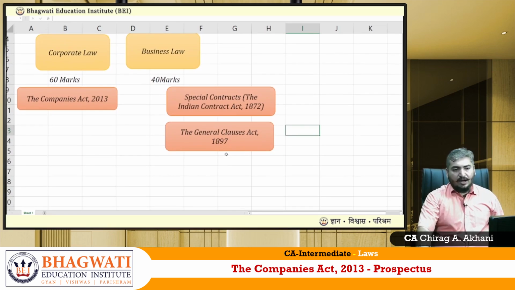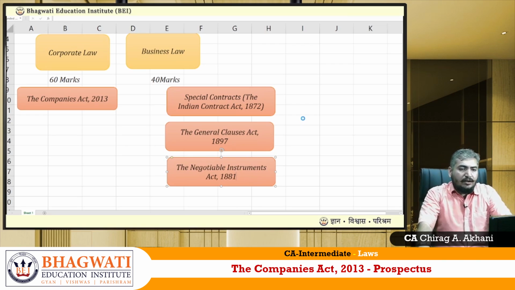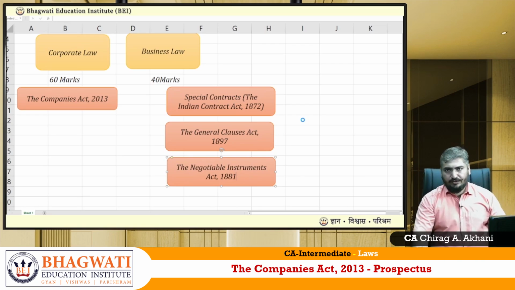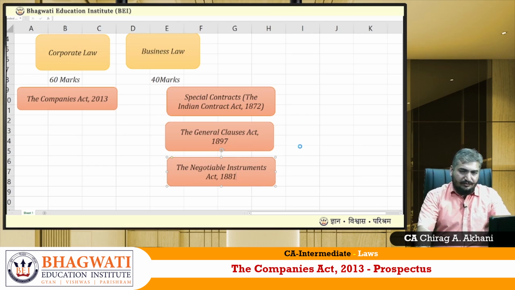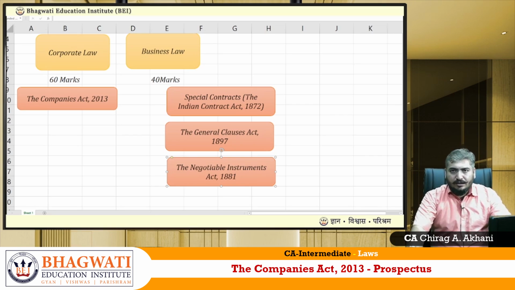1897. After that, one more act in our syllabus is the Negotiable Instruments Act 1881. I want to remind you that while learning accounting in CA Foundation, your teacher must have explained a few concepts of negotiable instruments, like bill of exchange, promissory note, and certain other concepts you must have heard. Now, all these three concepts, whether the promissory note, the bill of exchange, or the cheque, are discussed in detail in the Negotiable Instruments Act 1881.